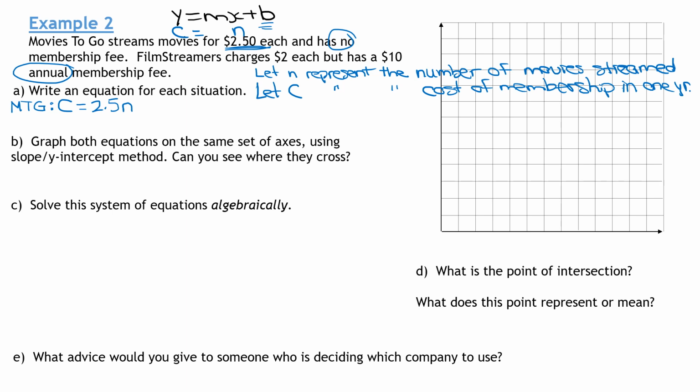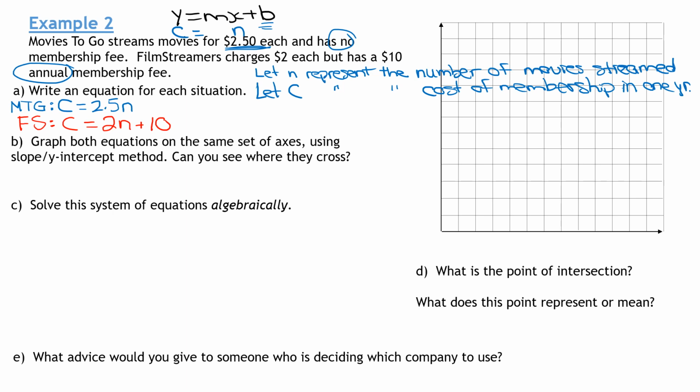Now let's look at film streamers. So for film streamers, let me switch colors here. How about red? For film streamers, their cost is equal to, so their price per movie is $2 per movie, number of movies, and they do have an annual membership fee of $10. So there's our two equations. So that's good. Now we have some math going on here.